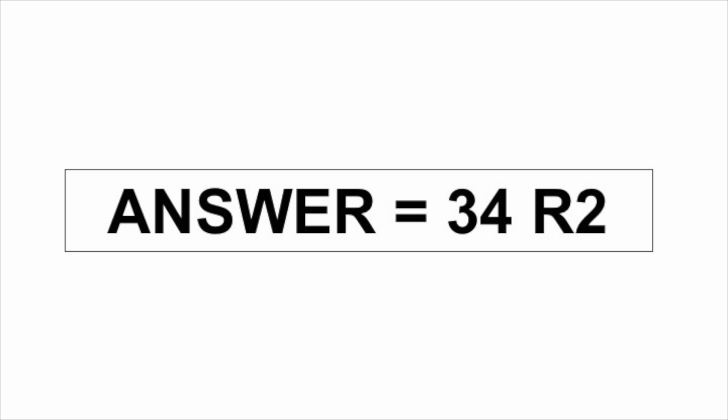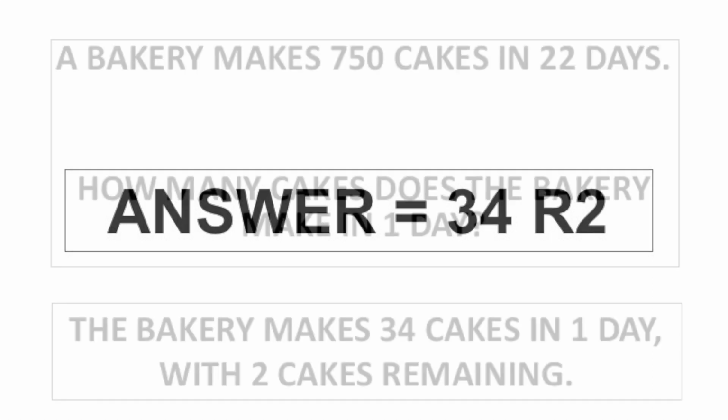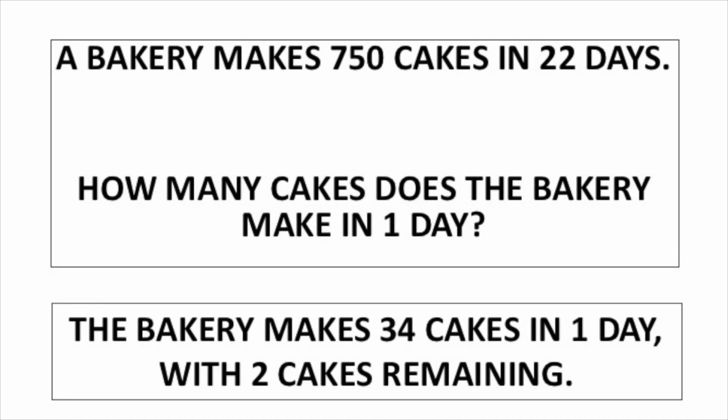So now we can answer our word problem. A bakery makes 750 cakes in 22 days. How many cakes does the bakery make in 1 day? And now we can answer. The bakery makes 34 cakes in 1 day, with 2 cakes remaining.